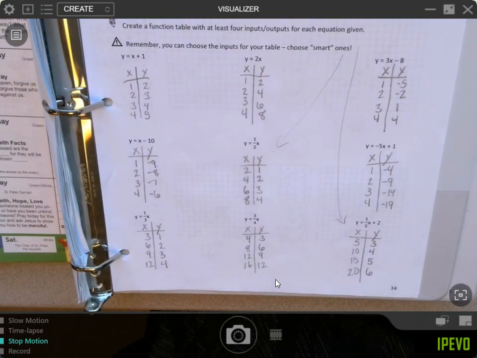Is there anybody that has one for that top row that they want to check with me if they're not sure if they did it correctly? And we can go over your numbers.